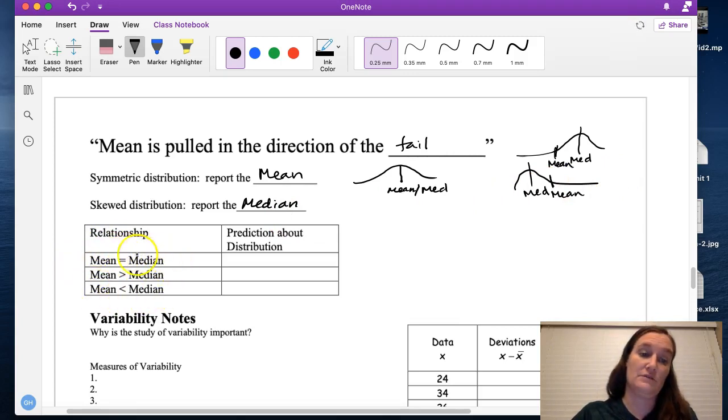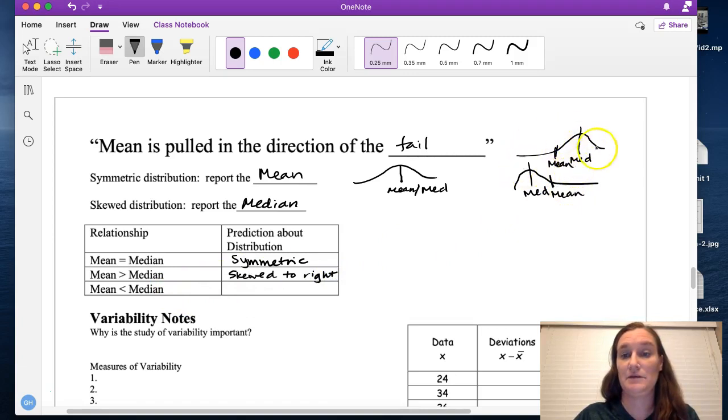Also, you can use that relationship between the mean and the median to predict the shape of the distribution. So if the mean and median are equal, we would say it's symmetric. And if the mean is larger than the median, the tail is going to be on the bigger end, so that's going to be skewed to the right. And if the mean is less than the median, that would look like this one, so it'd be skewed to the left.